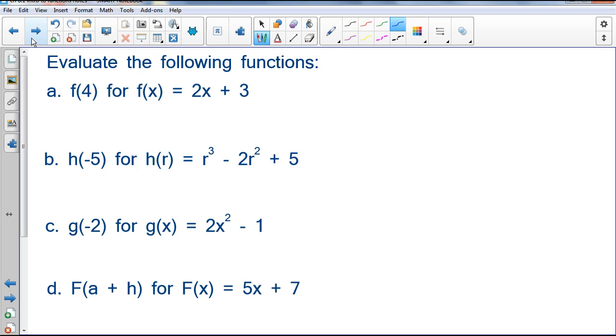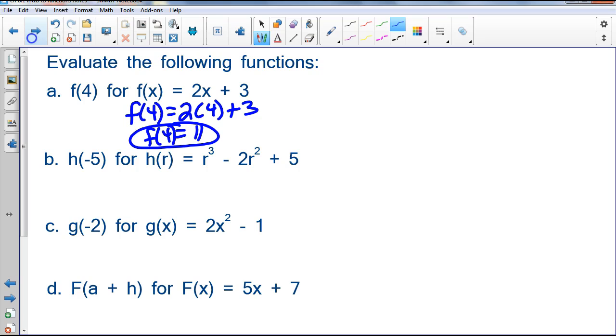So now what we're going to do is just practice evaluating functions for each of these values. So f of 4 for f of x is equal to 2x plus 3. So you have f of 4 is equal to 2 times 4 plus 3. Well, 8 plus 3 is 11, so when f is at 4, the result is 11.